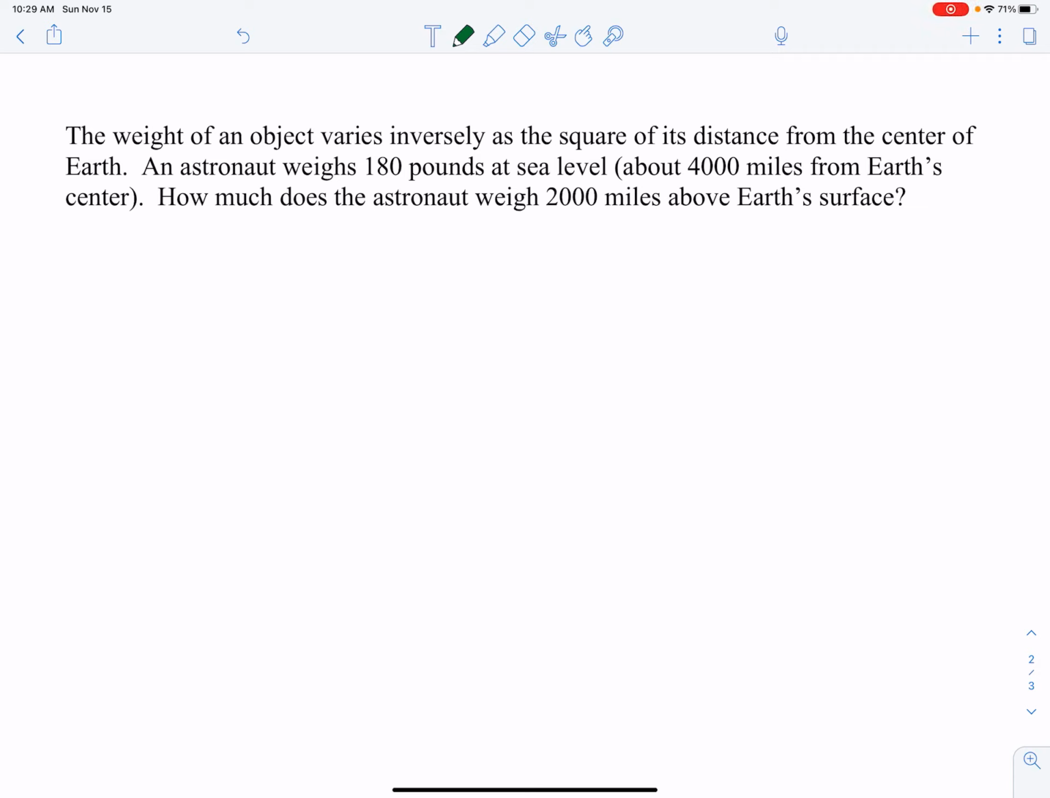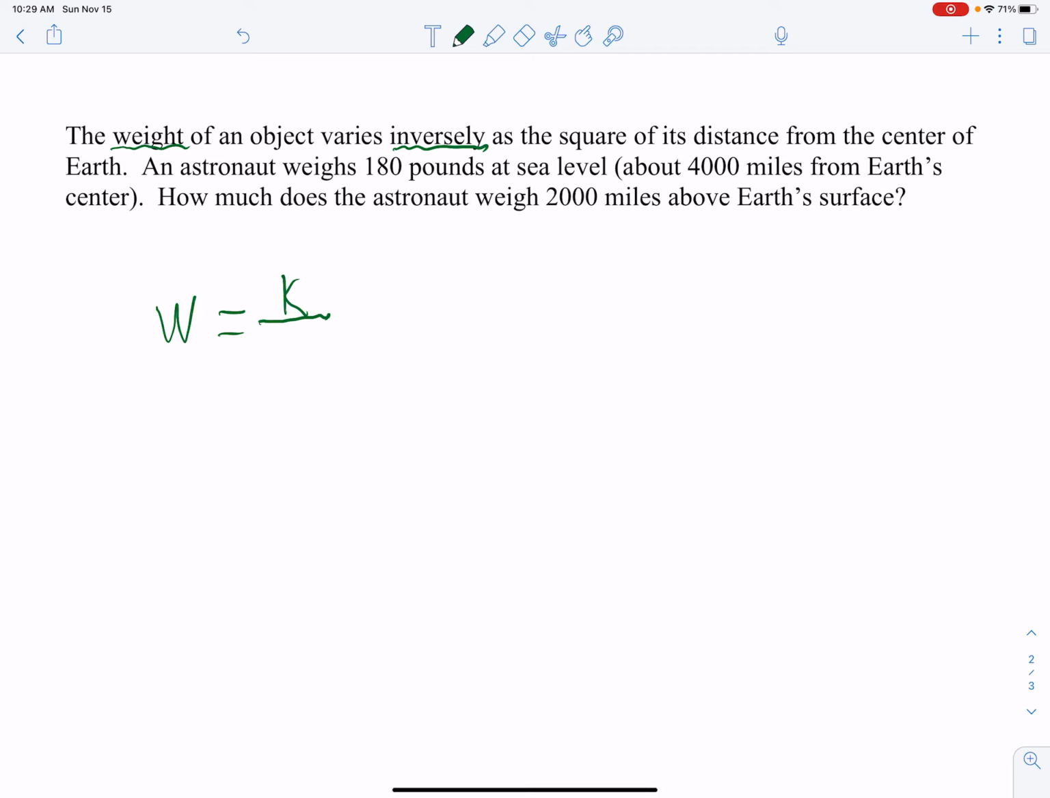Our next example says the weight of an object varies inversely as the square of its distance from the center of the earth. So here it says weight varies inversely. So we already know it's going to be one variable when it says inversely is k divided by another variable as the square of its distance from the center of the earth. So I'll put W for weight.